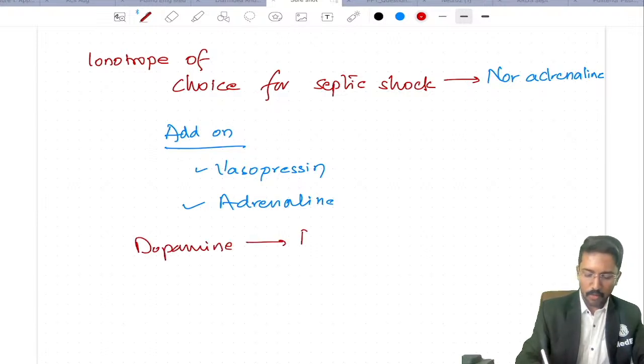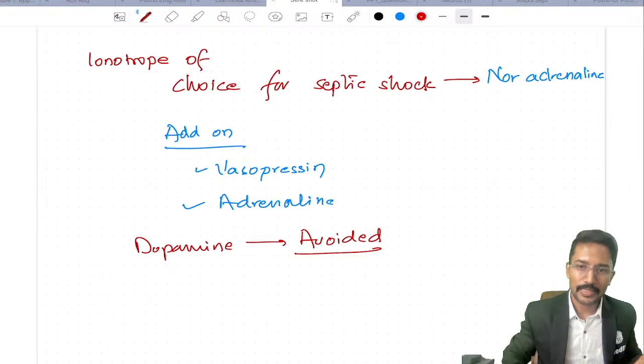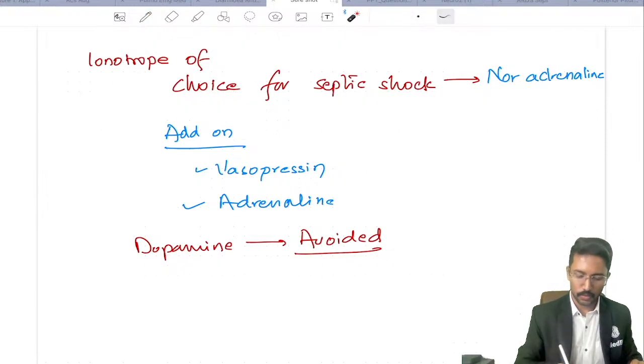And please remember, dopamine is to be avoided. There are only selected indications for use of dopamine, and dobutamine has no role in management of septic shock. Dobutamine is for cardiogenic shock. It has no role in septic shock.